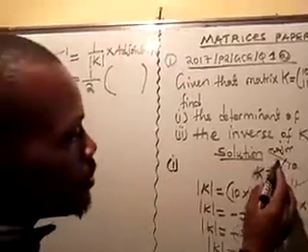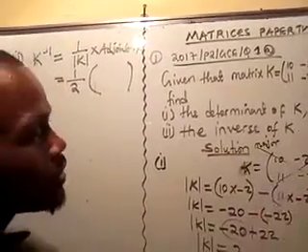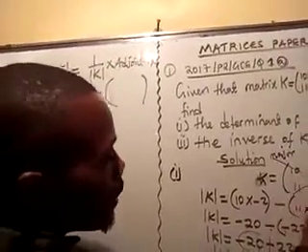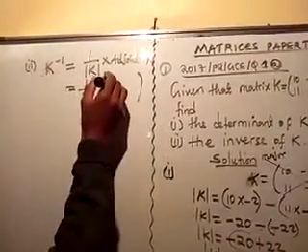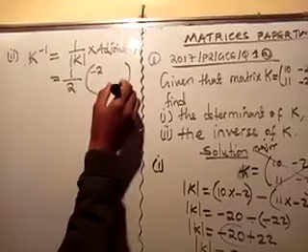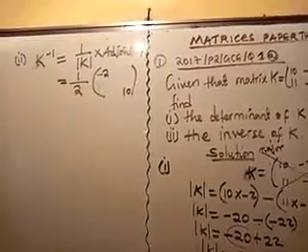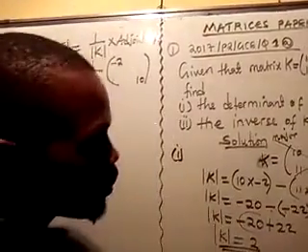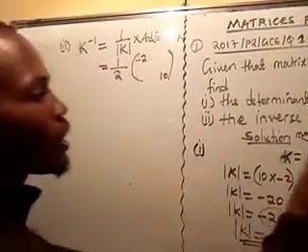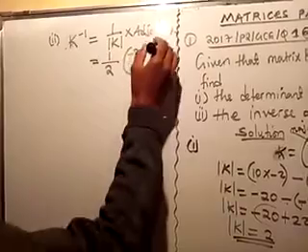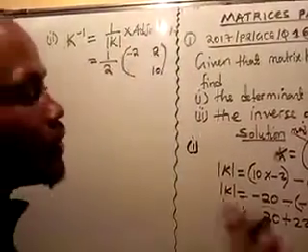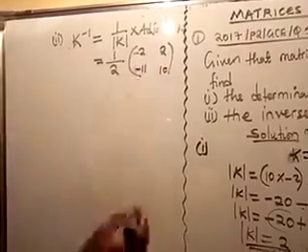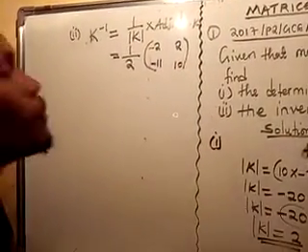The entries in the major diagonal interchange positions. Negative 2 goes to where 10 was, 10 goes to where negative 2 was. So negative 2 on 10, then 10 on negative 2. Then the entries in the minor diagonal will be multiplied by negative 1. So you say negative 2 multiplied by negative, it will give us positive 2. Then positive 11 by negative, it will give us negative 11. From here, you have found the inverse.